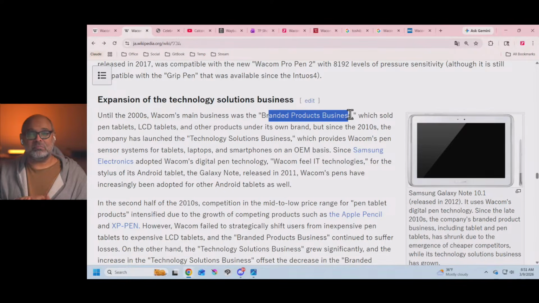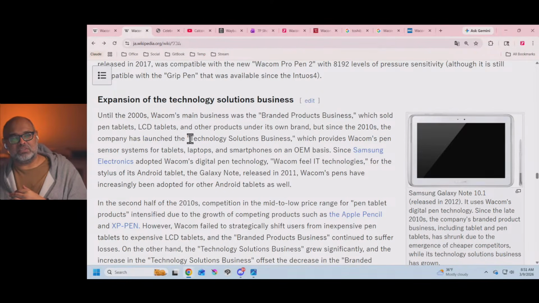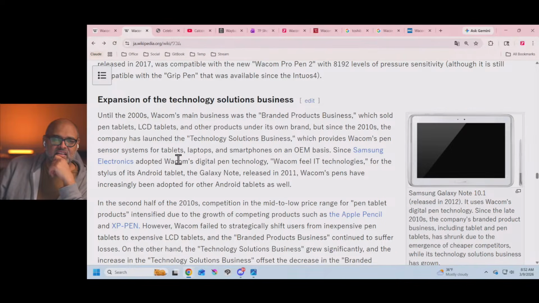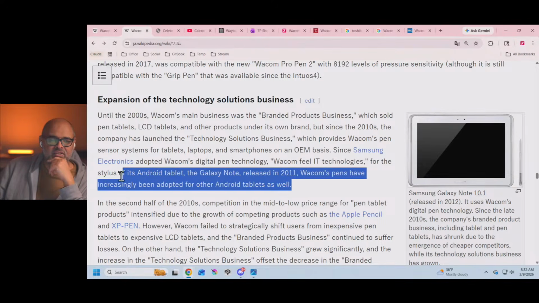But then they have the technology solutions business, okay? Which gives digitizers for other people's devices, like Samsung, I guess, right? Wacom Feel It Technologies for the stylus. I don't know why they call it this, but I just think it's UDEMR. Wacom's pens have increasingly been adopted for other Android tablets as well.